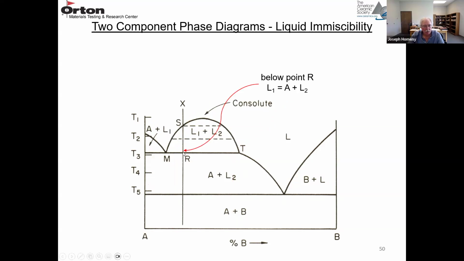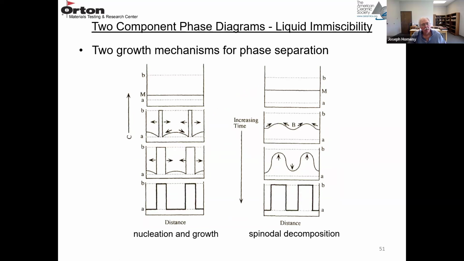You keep cooling down, you reach this point R, and then you're going into this region A plus L2. So L1 disappears, A crystallizes out, and you still have L2 present. So these two immiscible liquids, there's two growth mechanisms for this phase separation. One is nucleation and growth, and one is spinodal decomposition.